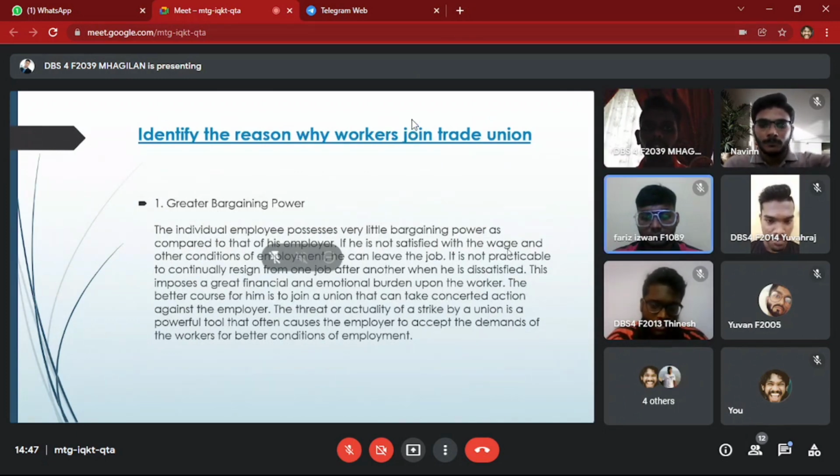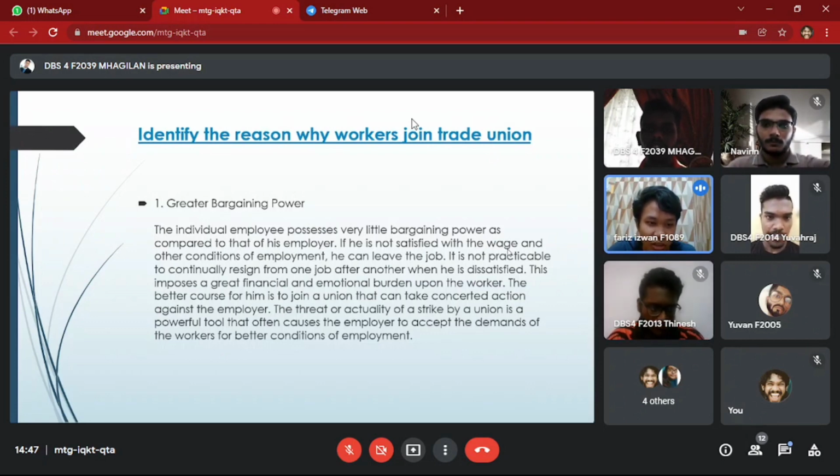I am going to talk about the reasons why workers join a trade union. The first is greater bargaining power. An individual employee possesses very little bargaining power as compared to that of his employer. If he is not satisfied with the wage and other conditions of employment, he can leave the job. It is not practicable to continue resigning from one job after another. This imposes a great financial and emotional burden upon the worker.